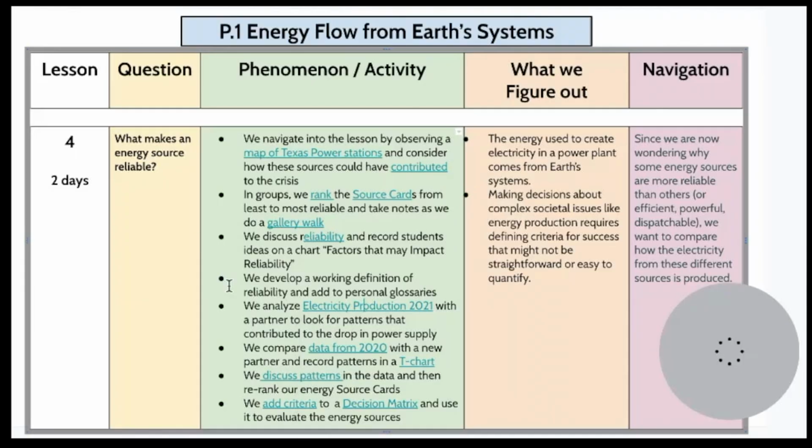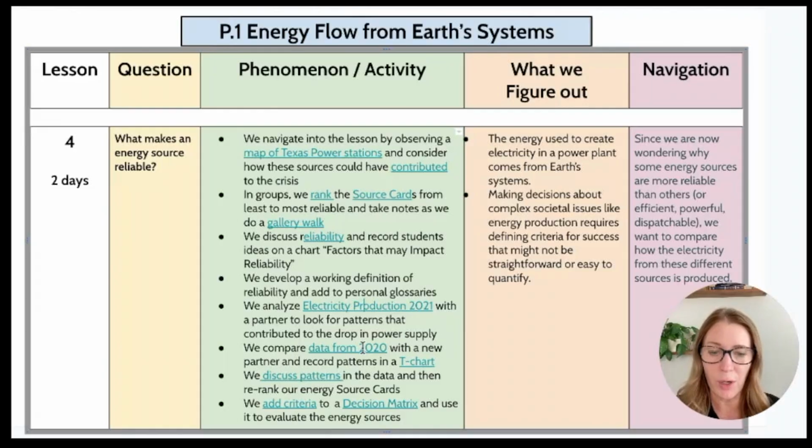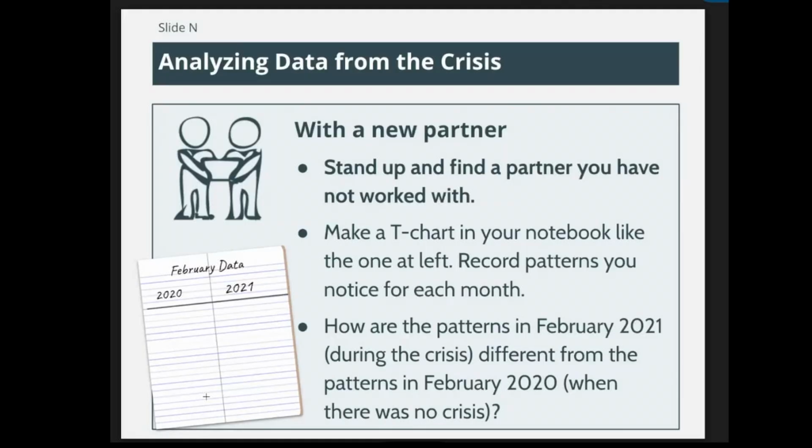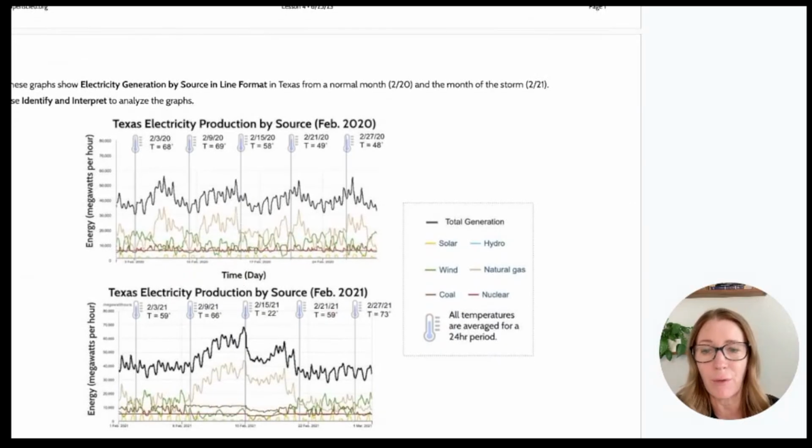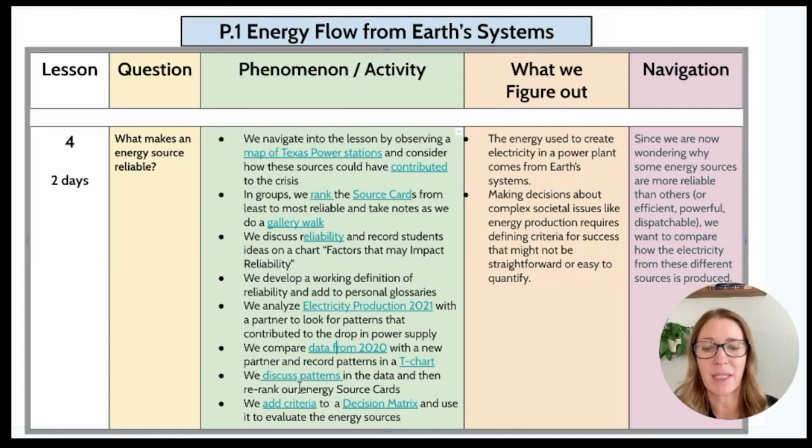But then we go on and compare this data with the data from 2020 with a new partner, and we record some patterns on a T-chart. In their notebooks, students are going to set up a T-chart comparing the 2020 data to the 2021 data, and record some patterns they notice for each month. They also note how the patterns in February 2021 are different from the patterns of February 2020, when there was no crisis. These are the graphs that we already looked at, and this is also a slightly different view, looking at electricity production using line graphs. Then we're going to discuss the patterns as a class.